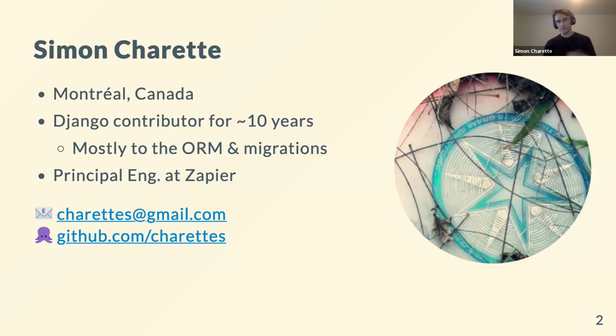But otherwise, I started, as Priya said, with translating strings and making changes to forms and content types and so on. And I slowly got into the ORM and migrations because where I was working, we were using a lot of Postgres specificities that required me to tweak the ORM a bit and make changes. And I just got hooked on fixing bugs and making reviews around it. I'm currently employed at Zapier. It's an automation company, and I'm a principal engineer there.